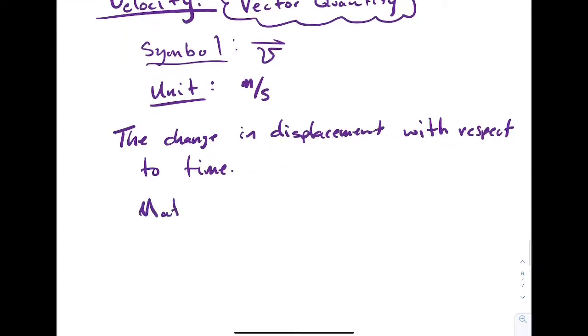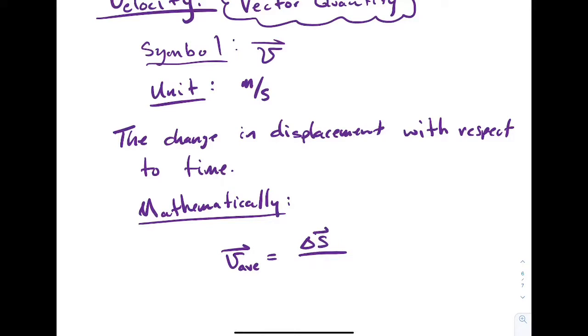Mathematically, what we will be using in our class is the equation for the average velocity. So we'll say the average velocity, V average, is equal to the change in displacement over the change in time. And of course, those deltas always can be changed to final minus initial.